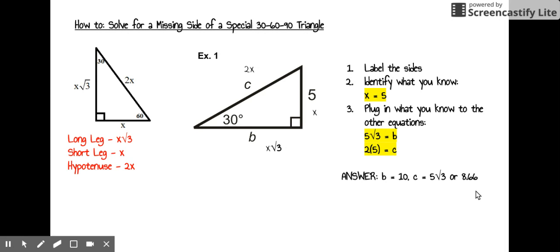Most math teachers will want you to leave your answer with the radical rather than multiplying it out. It's a lot cleaner. I had to round to the tenth on 8.66, so it's not as exact. So I would definitely leave it in the radical form, but I just included the shorter decimal there.